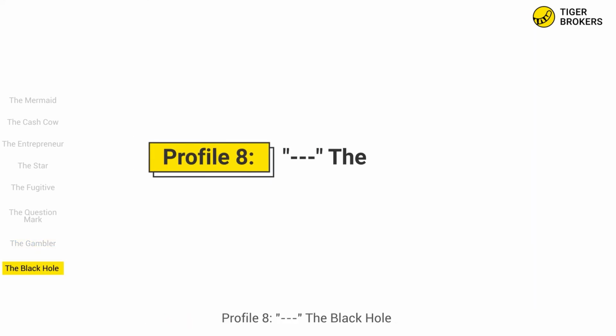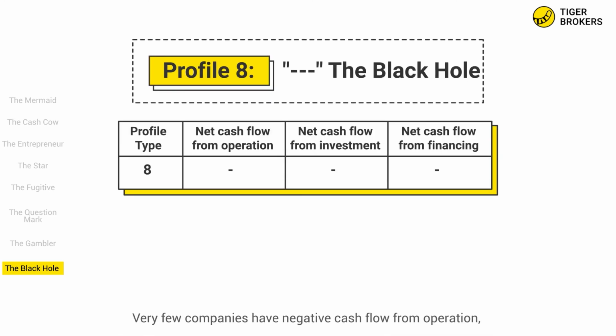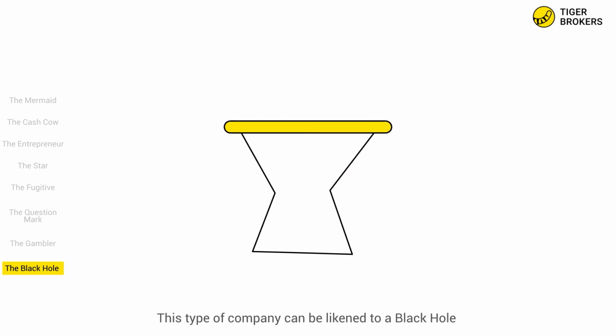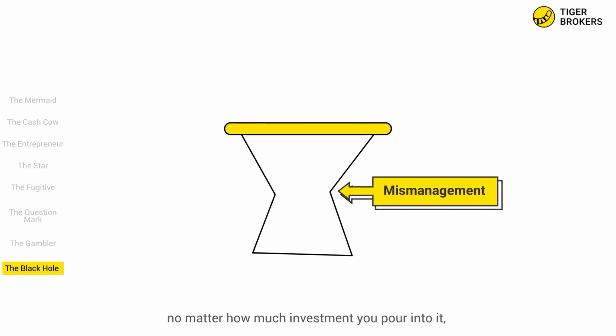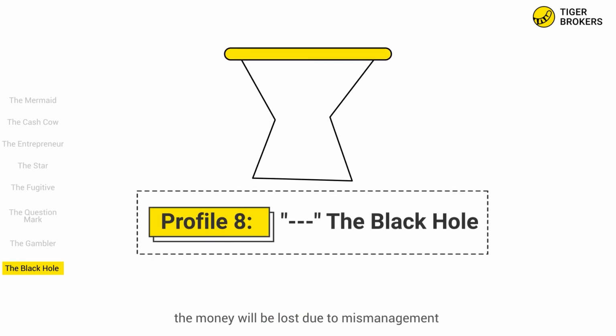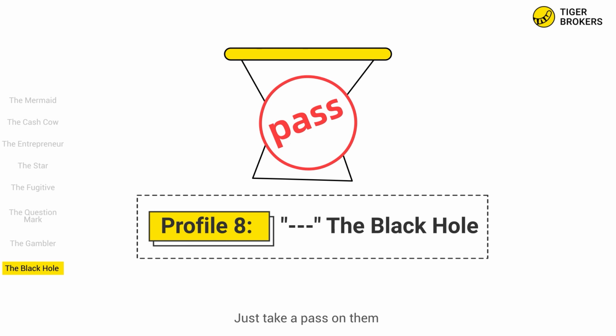Profile 8. Treble negative. The black hole. Very few companies have negative cash flow from operation, investment, and financing all at the same time. This type of company can be likened to a black hole. No matter how much investment you pour into it, the money will be lost due to mismanagement. Don't even think about making an investment in one of these companies. Just take a pass on them.